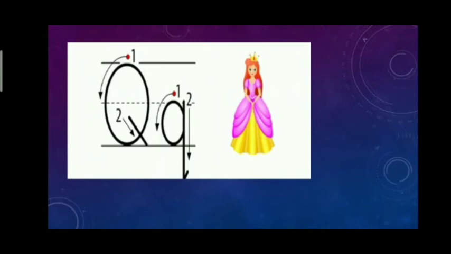This is the next letter here, Q. Q for queen. Same as O. Starting with the red dot, a huge circle, then a small slanting line at number 2 and see the arrow. Small q, always start with the red dot. Red dot is the starting point. Curve, standing line, then a small slanting line.